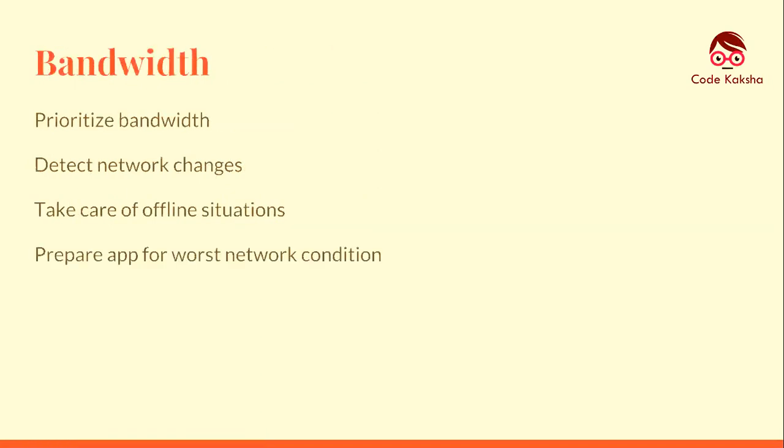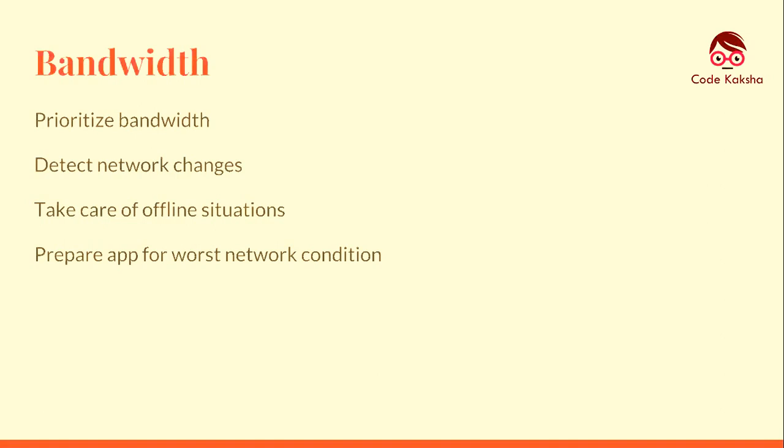Next thing, and last thing, is bandwidth. You should take care of bandwidth. You should detect the bandwidth on your device, and you should act upon that. You should prioritize your network requests. You should fire the important network requests first, and then the secondary requests later. Detect network changes. You should apply a listener to detect the network changes, whether it is going from offline to online or vice versa, and act according to that. Take care of offline situations. We have already talked about that.